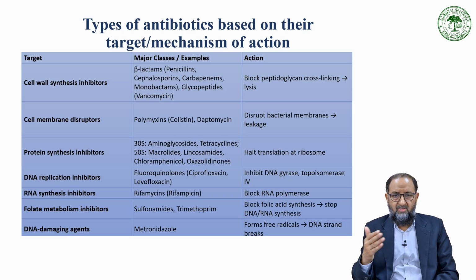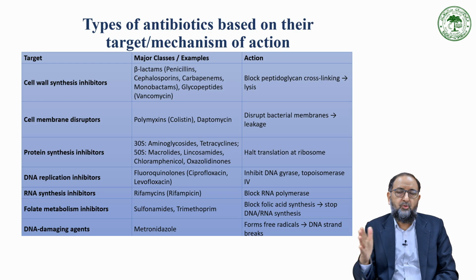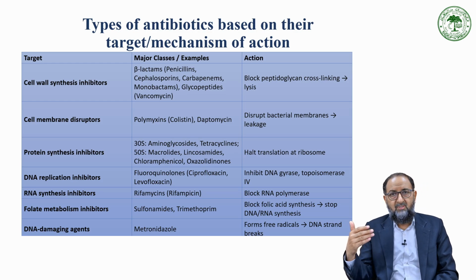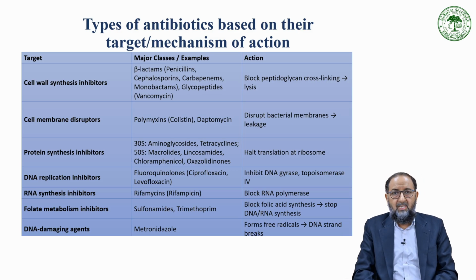Then we have macrolides, lincosamide, chloramphenicol, and then oxazolidinone. These halt translation at the ribosome. So at the ribosomal level, when translation is stopped by binding with either the 30S or 50S subunit in bacteria, such antibiotics are called protein synthesis inhibitors.